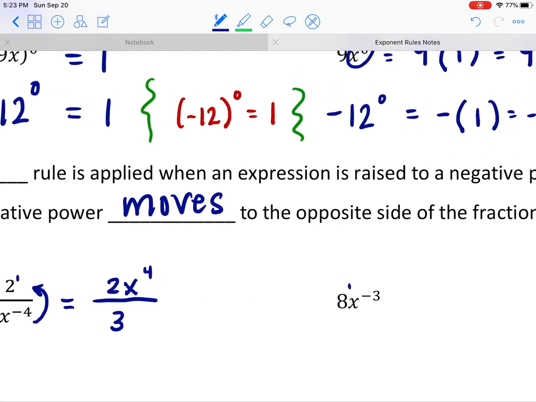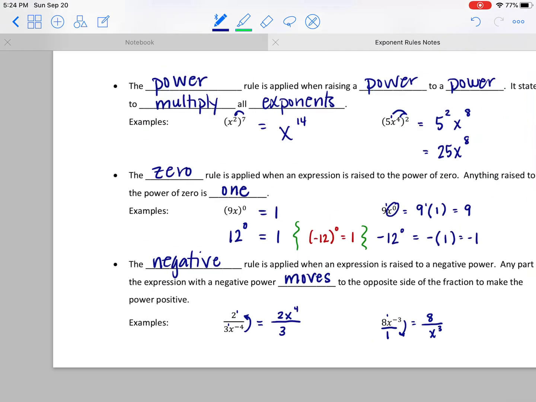Or here, the 8 has a positive exponent, but the x doesn't. So right now, the 8's on the top of the fraction. It needs to stay there. The x needs to go to the bottom so that we can make that a positive 3 for its power.